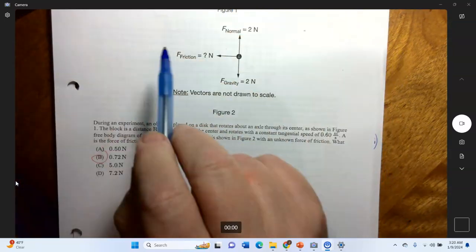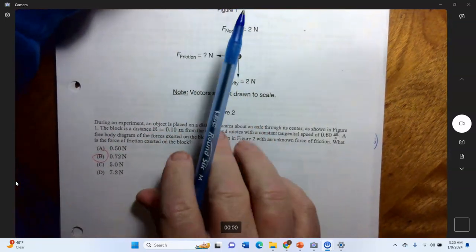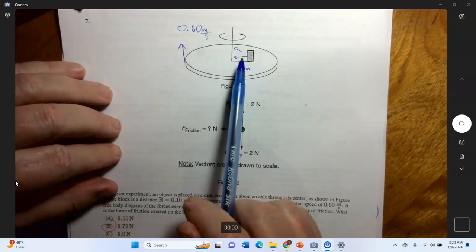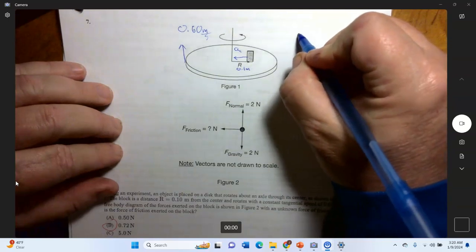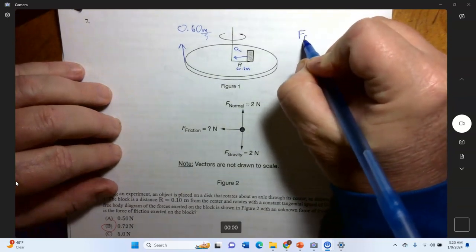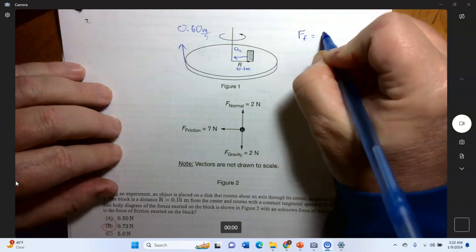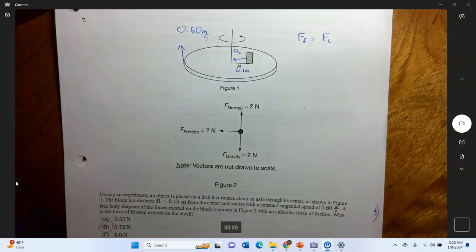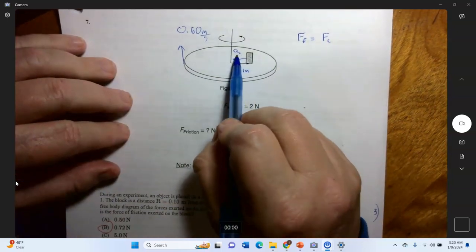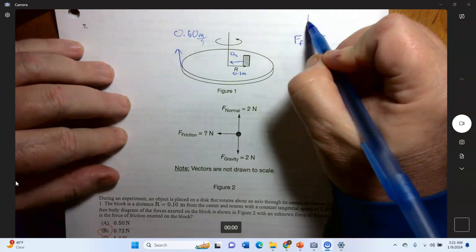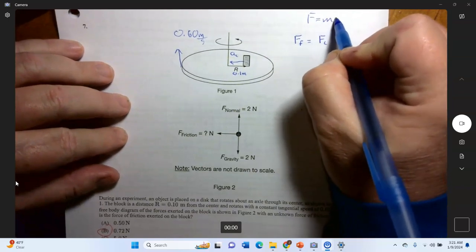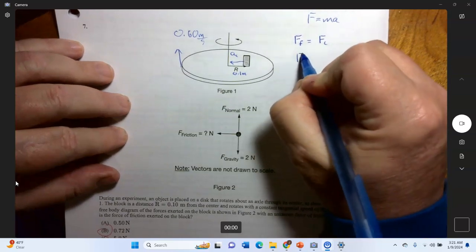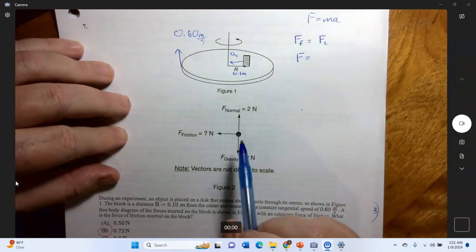So in this case, the only force holding it inward is the friction force. Okay, so the friction force equals the centripetal force. That's the only force acting on this, because there's only one acceleration, and to have force you have to have acceleration. F equals ma. All right, so the centripetal force is going to equal the mass of the block.